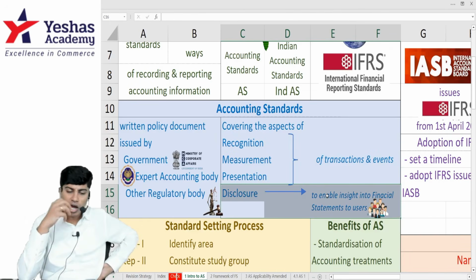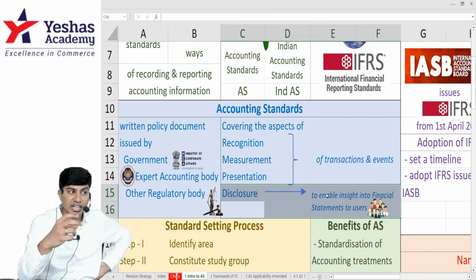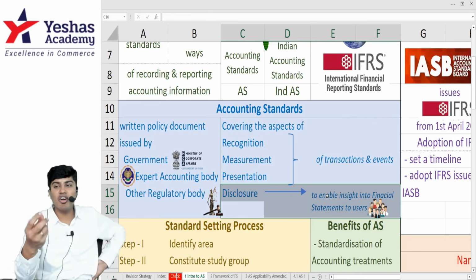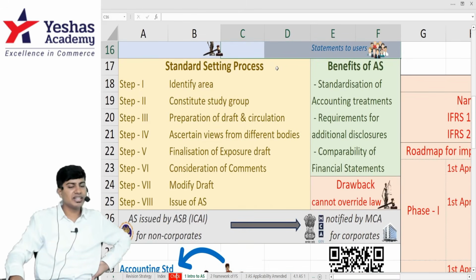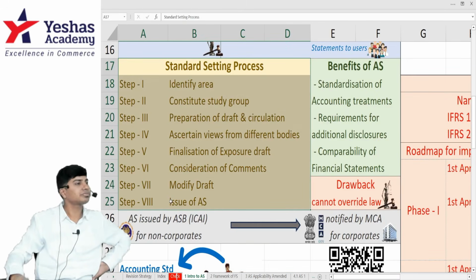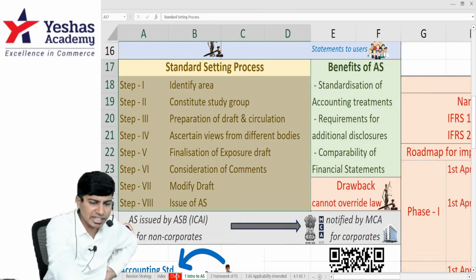Are you getting it? How is an accounting standard issued? What is the journey of an accounting standard? How will it come to life? That is the standard setting process. What is the standard setting process?